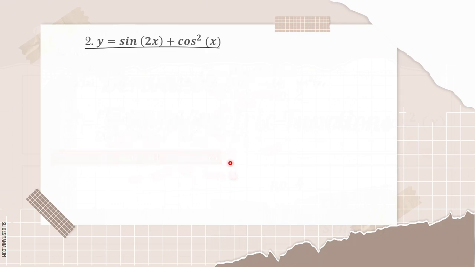Now we're going to solve our second given, which is y is equal to sine of 2x plus cosine squared of x. To do this, we need to find the derivative of sine of 2x and cosine squared of x. To do it, we need to find first the derivative of sine, and then copy the 2x, and multiply it with the derivative of what's in the parentheses. Next is the derivative of cosine squared, and then copy the x, and multiply it with the derivative of cosine of x.